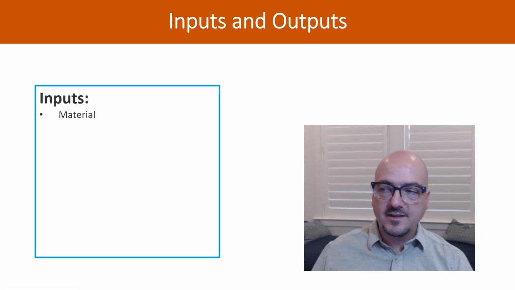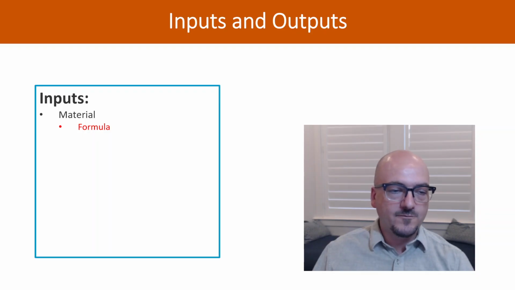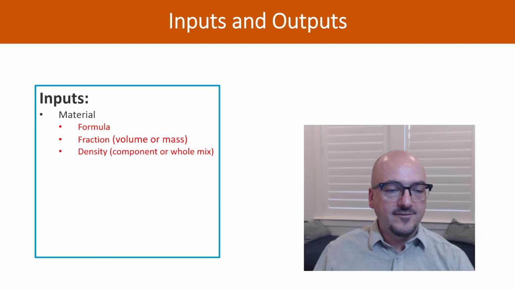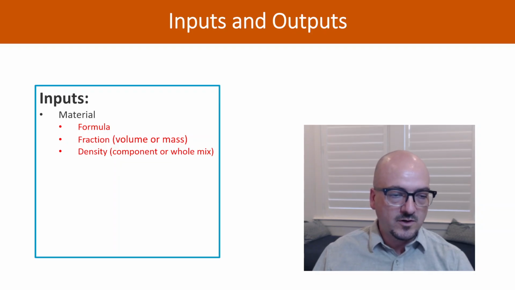So the inputs that it's going to take are going to be the material that is used. And that's described by the formula, the chemical formula that constitutes that material, the fraction that can be given as a fraction volume or a fraction mass, and the density, either of the component or of the whole mix. There's ways to decide which one you want to use.